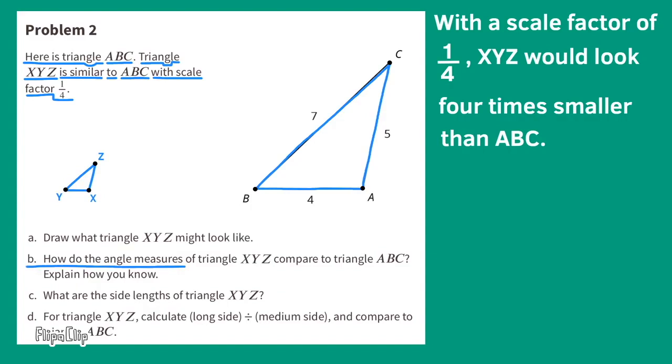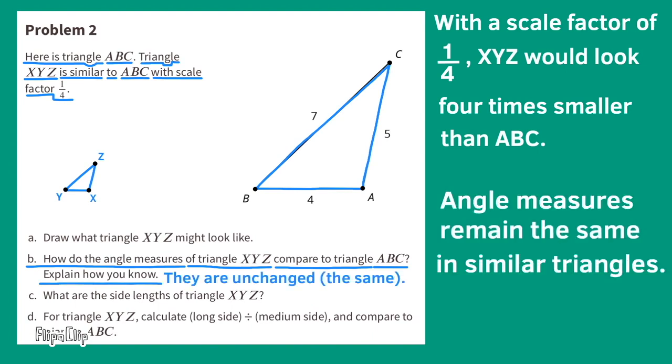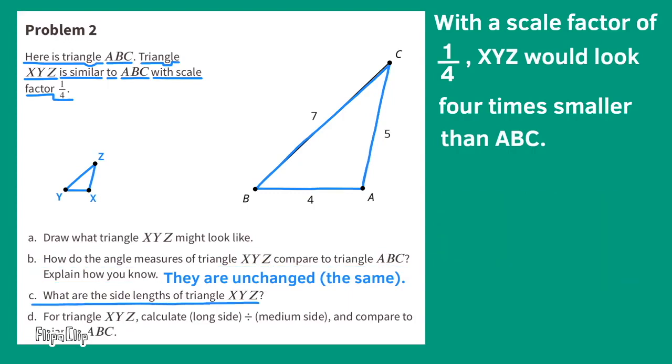B. How do the angle measures of triangle XYZ compare to triangle ABC? Explain how you know. Angle measures remain the same in similar triangles, so the angle measures are unchanged. C. What are the side lengths of triangle XYZ? The side lengths of XYZ would be 4 times smaller than their corresponding side lengths. 4 divided by 4 equals 1, 5 divided by 4 equals 5/4, and 7 divided by 4 equals 7/4.